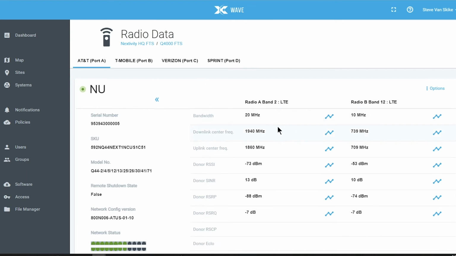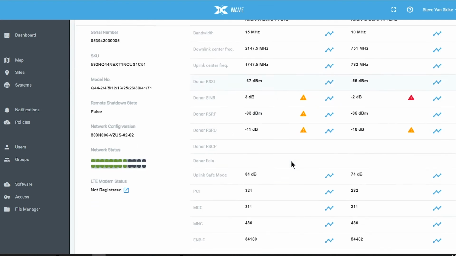I'm going to use this page to assess two main things. One, the donor signal quality, in case there's something I need to do to improve it. And two, is there any feedback from the system that's causing lower gain and power? So on this page, I can take a look at the AT&T radios, the operator A, operator B, operator C, and D, and it'll show me what the two radios are doing.